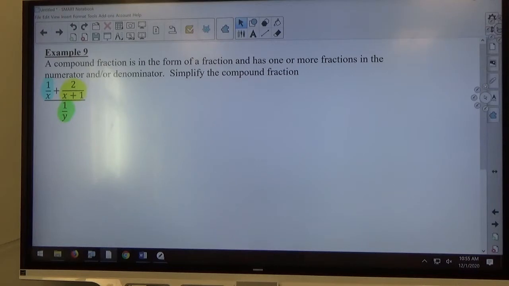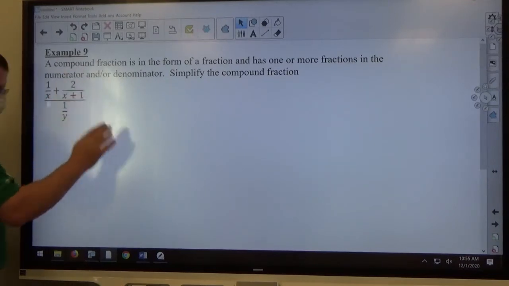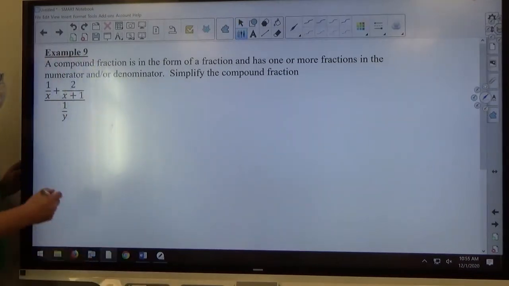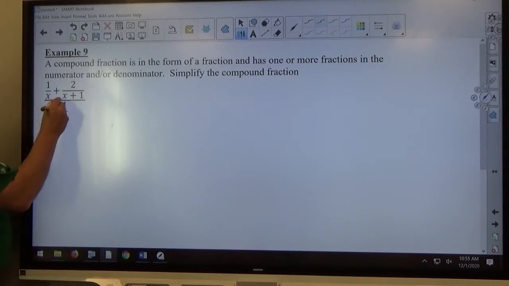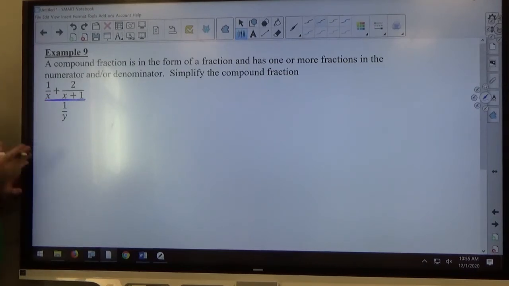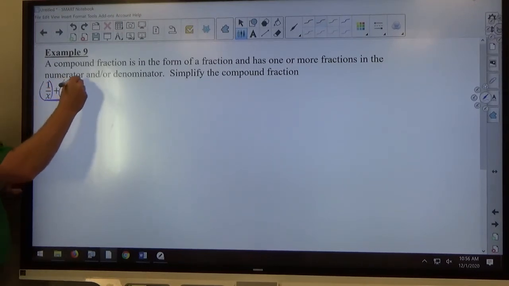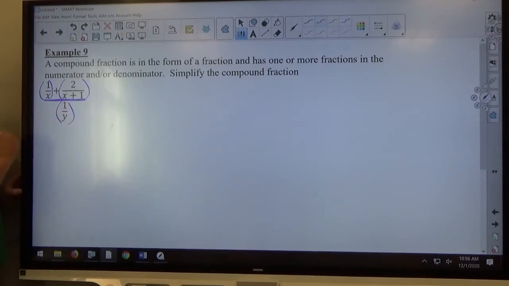There are different ways of doing these problems. Okay, the best way I've ever learned, the most efficient way, is to look at the entire problem as a whole, and really identify those things that are fractions. So here's my main fraction bar. I choose the one that's the longest. Then identify within the numerator and the denominator all the fractions you're looking at. So 1 over x is a fraction, put it in parentheses. 2 over x plus 1, put it in parentheses. 1 over y, put it in parentheses.